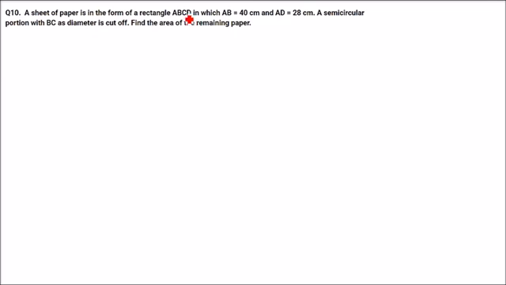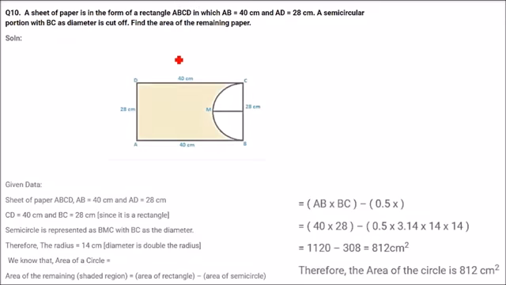A sheet of paper is in the form of a rectangle ABCD, in which AB is 40 centimeter and AD is 28 centimeter. A semicircular portion with BC as the diameter is cut off. Find the area of the remaining paper. So the question is, we have a sheet of paper. This is A, B, C, D. Now here we have AB, that is the length, 40 centimeter, and also the width is 28 centimeter. Now taking this BC as the diameter, a semicircle portion has been cut off. So this portion has been cut off.